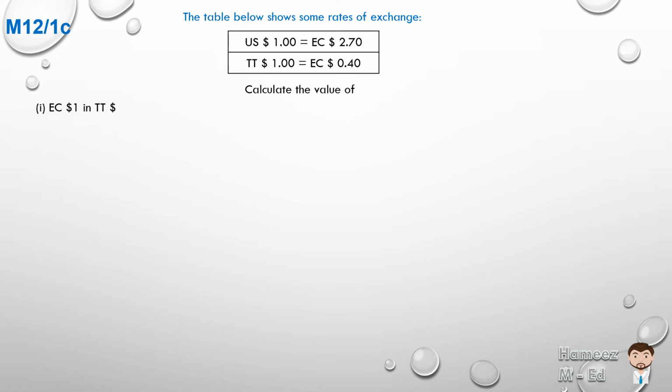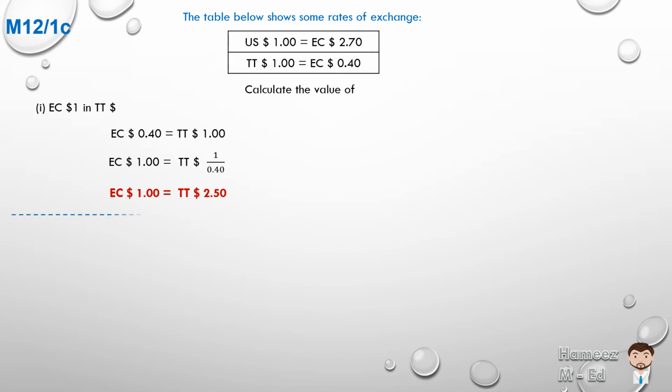So we're going to do a conversion, and the simplest way to do foreign exchange would be using a ratio method. So what do we know? It's given that 40 cents EC is equal to 1 TT, and we can find for 1 EC. So 1 EC means that we're dividing by 40 cents on the left-hand side, so let's divide by 40 cents on the right-hand side, so it'll be 1 over 0.40. So 1 EC works out to be $2.50 TT. For every 1 Eastern Caribbean dollar, it can be converted to $2.50 TT.